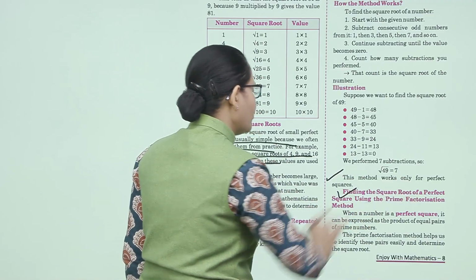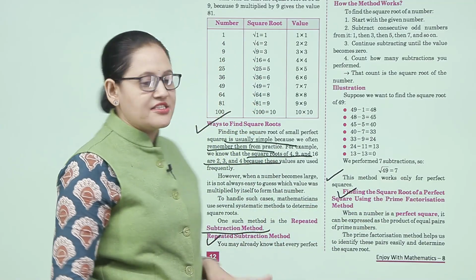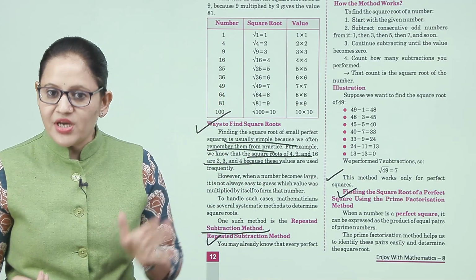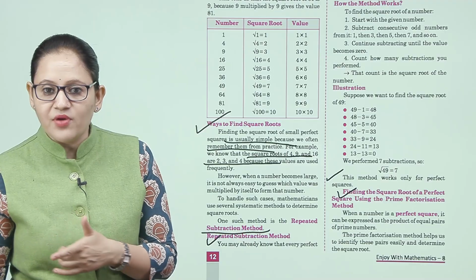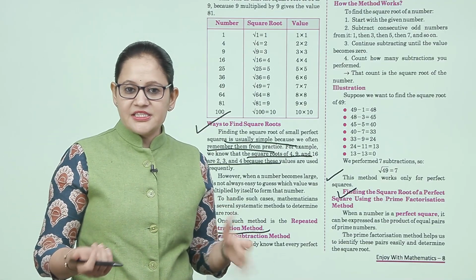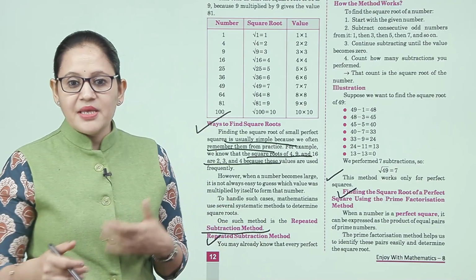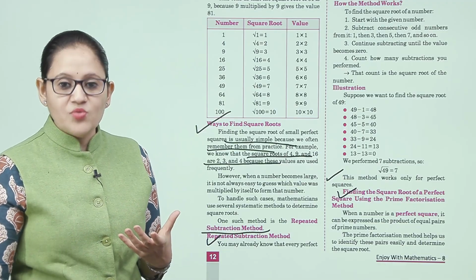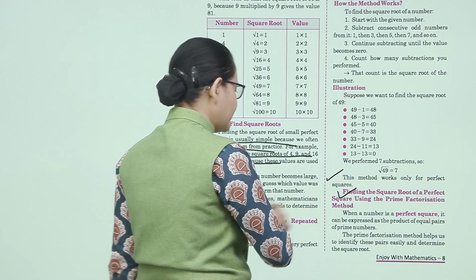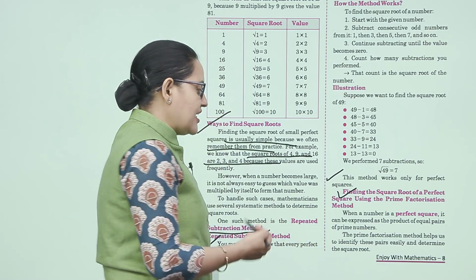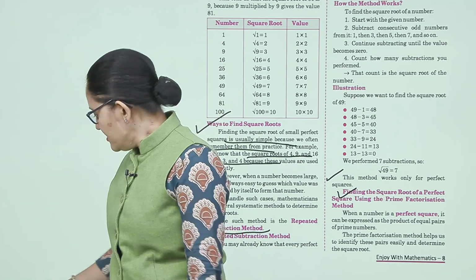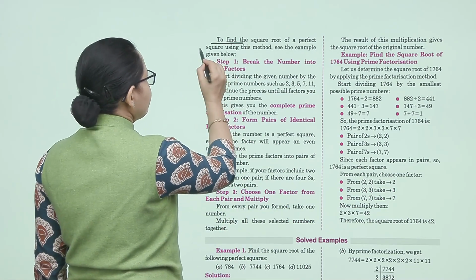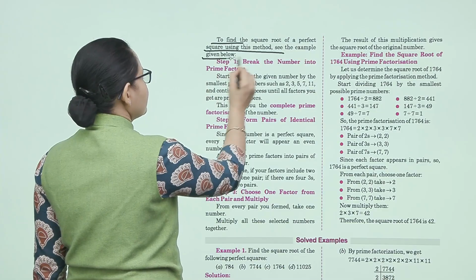Now, finding the square root of a perfect square using the prime factorization method. If the number is a perfect square, it can be expressed as the product of equal pairs of prime factors. The prime factorization method helps us to identify the pairs easily and determine the square root. Let's see the example given below.